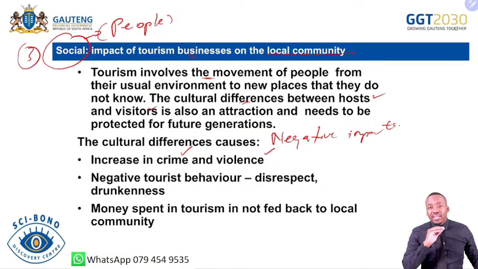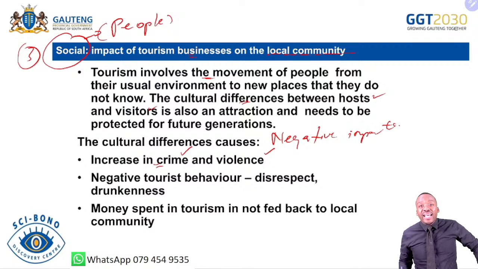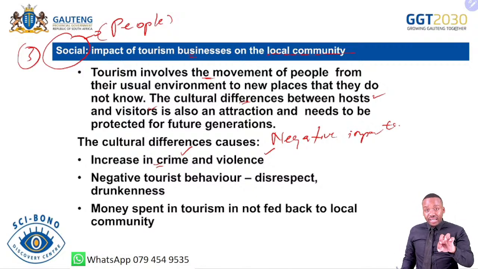So the locals end up doing what? They end up mugging the tourists and so on, taking their things, their belongings and so on. Meaning tourism causes what? An increase in crime. That is a negative what? Impact. Because the tourists as well, most of the time they try to ask for directions and so on. So because of this, tourism will increase what? Crime.